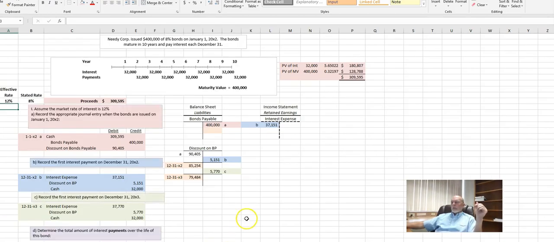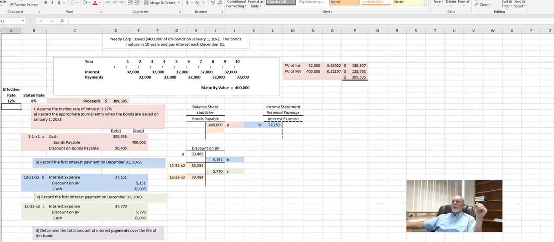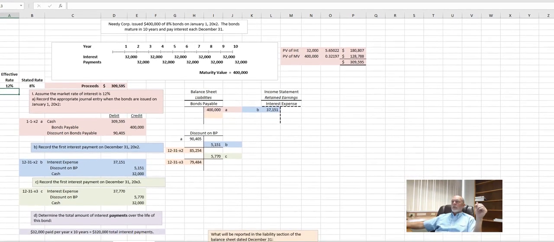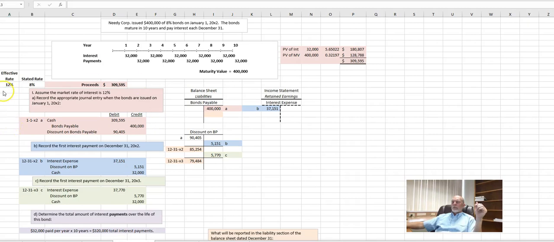Okay, in the first one, we're going to issue this at a discount. The effective rate of interest is 12% this time. Remember, the stated rate is 8%. We go to the market with a contract paying 8%, but the marketplace wants 12% for a contract of this nature. So the 8% doesn't look so good, so the price drops.